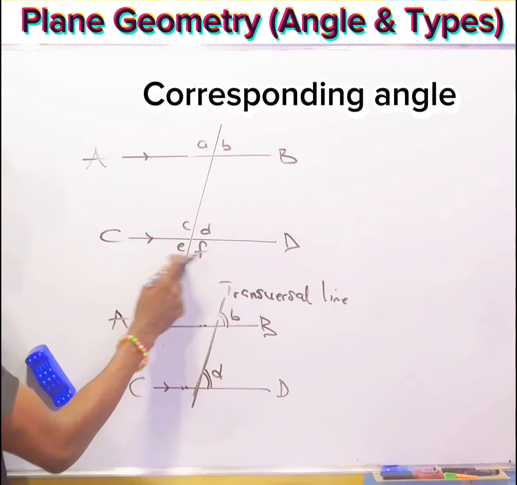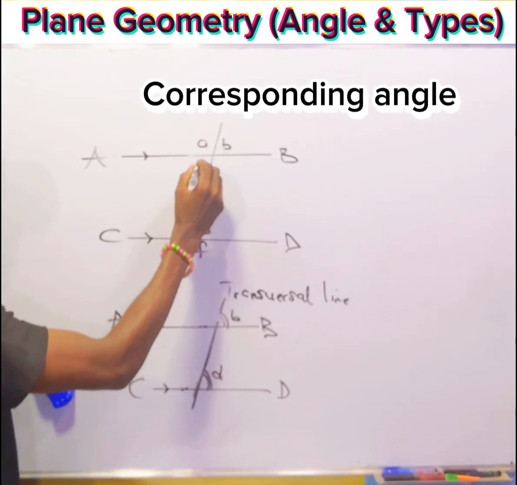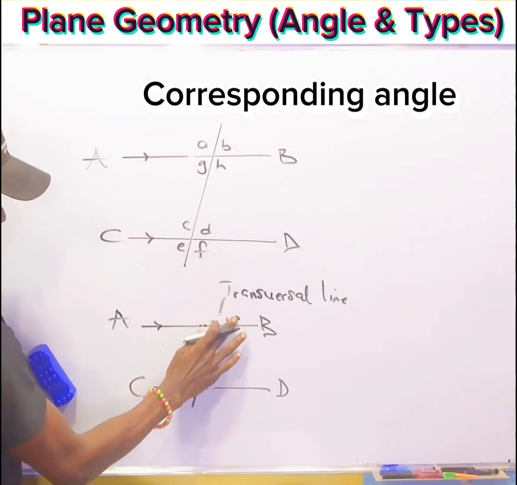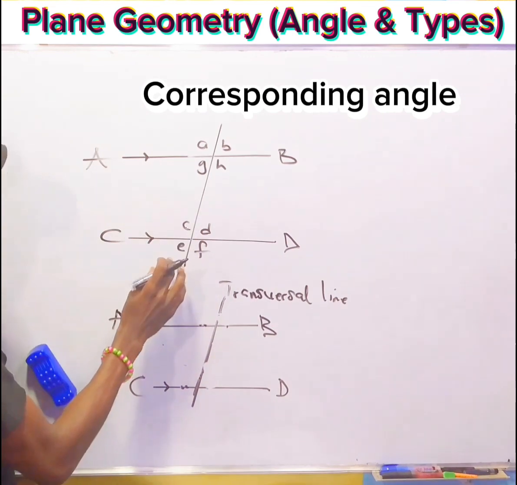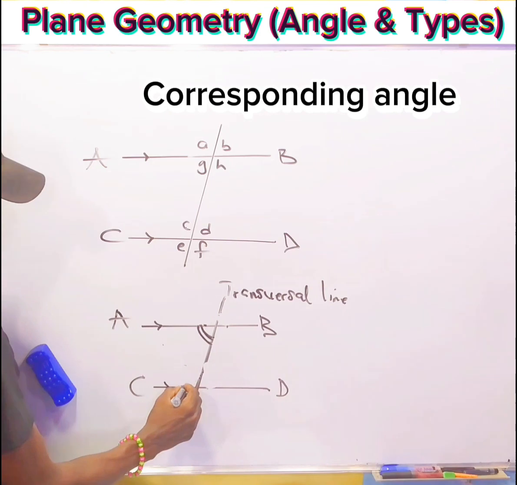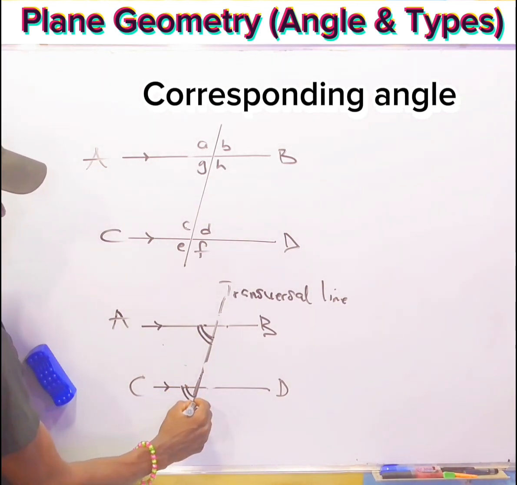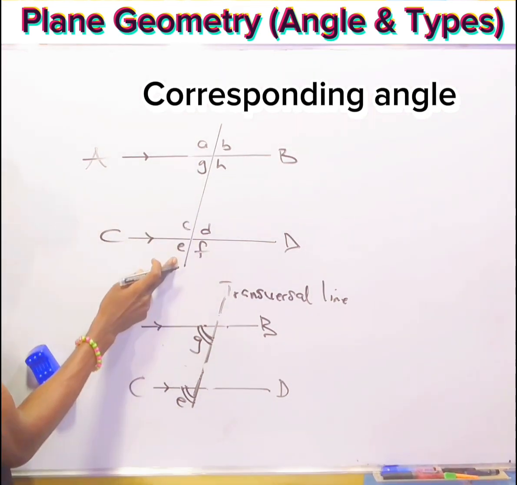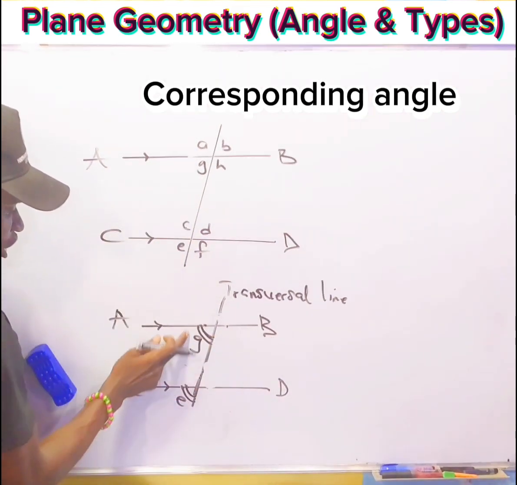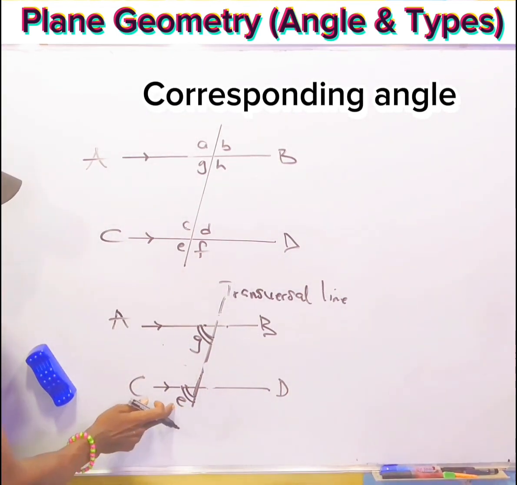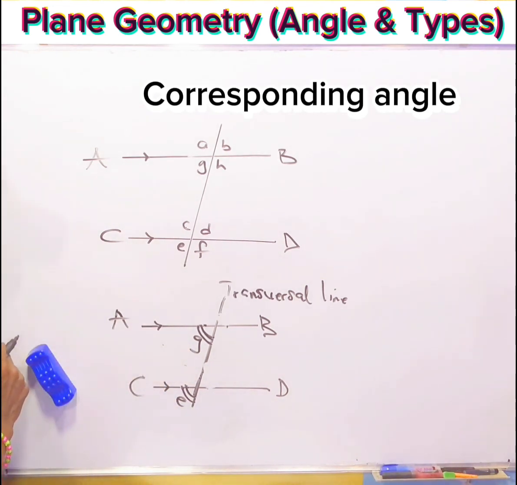Now let's compare E, F, let's say G, H. G and E. The down left and also the down left. G and E. On line AB, G is the down left. On line CD, E is the down left. So E is said to correspond to G. That makes E equal to G.